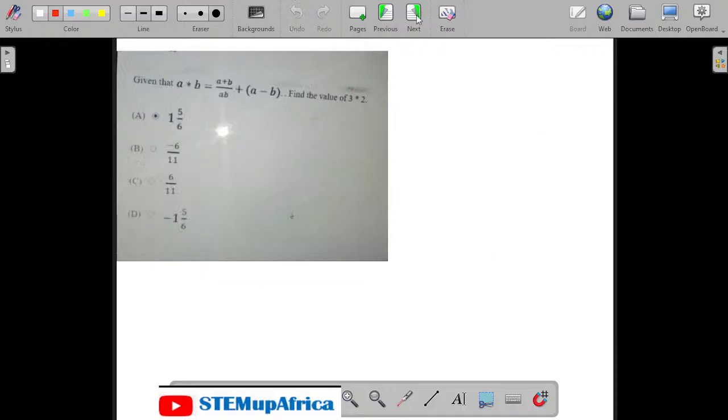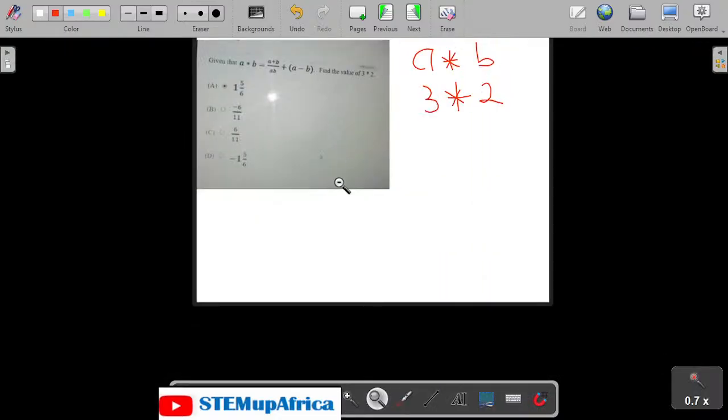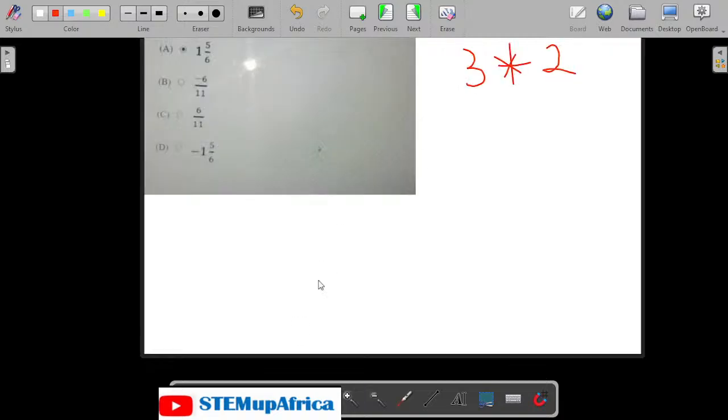Now here is a binary operation. We have a binary operation A star B defined as A plus B over A plus A minus B. So look at the expression here, A star B. We have to find 3 star 2. So if you compare this, if you compare what we have here now, we're going to see... let me bold this stuff so I will see the question clearly.